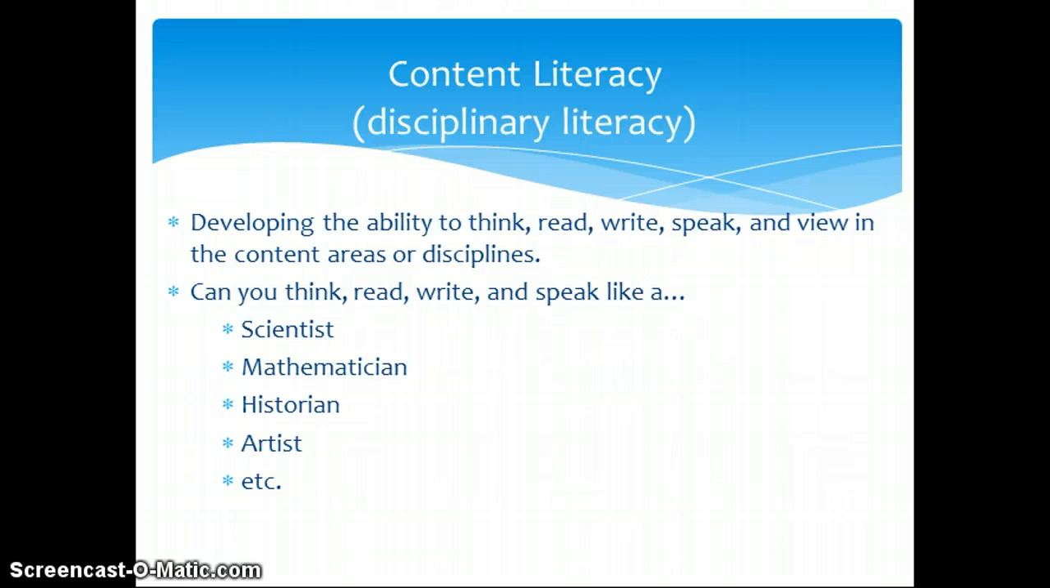So the question that you want to answer or help your students answer is, can they think, read, write, and speak like a scientist, like a mathematician, like a historian, like an artist, etc.? Each discipline has language and structure of language that is unique to it. So scientists and historians don't necessarily know the same content or use the same type of vocabulary, put sentences together in the same way, structure text in the same way. And so each particular discipline has these features unique to it.